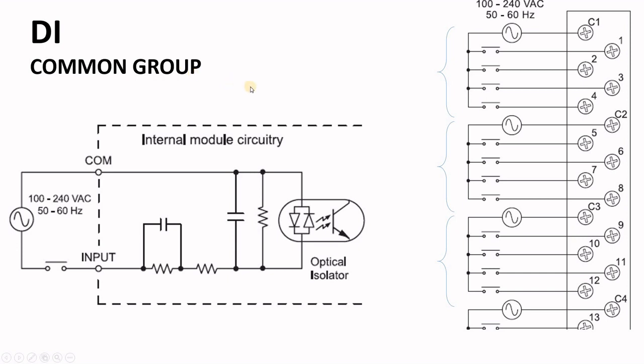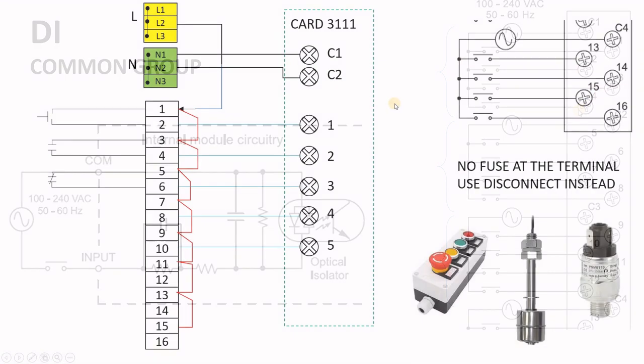The other type of card has a common for a group of digital inputs. You can see here, this is 4 channels. Other cards have 8 channels or maybe 16 channels, all with one common. This is an AC input card. Again, you can see we have one leg, let's say this is our neutral, goes to C1, and the live side of my volt AC goes to all my switches, coming back to our channels.